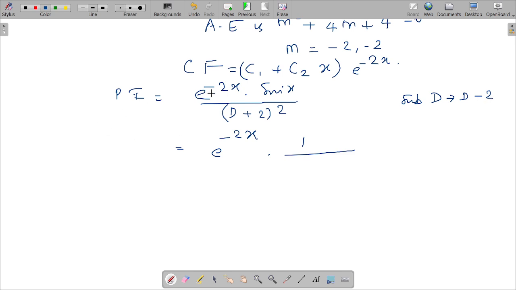D tends to d minus 2, because the exponential is in the format of e power ax. So here a is minus 2, we have to write d tends to d minus 2. If we write d tends to d minus 2 here, d minus 2 plus 2 whole square, and then sin x we have to write. So that is e power minus 2x, minus 2 plus 2 get cancelled, 1 by d square.